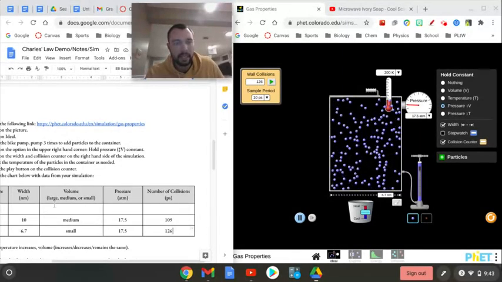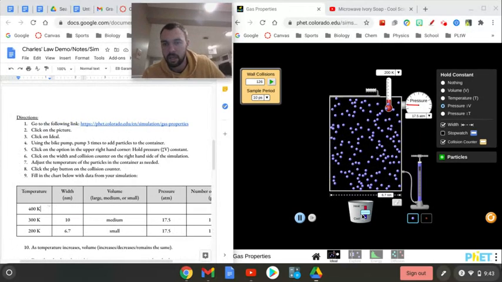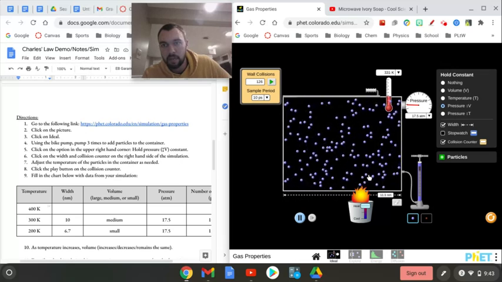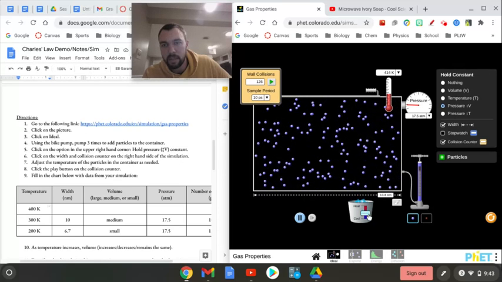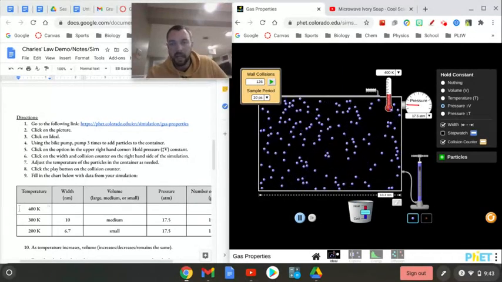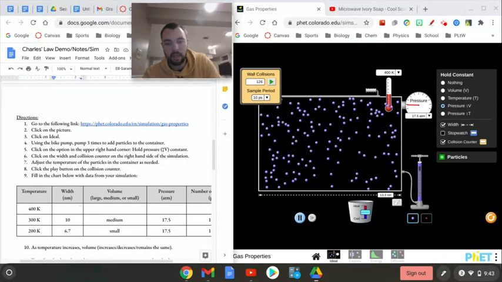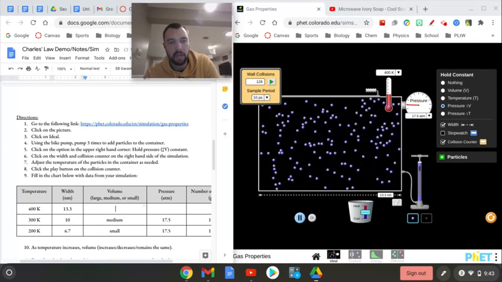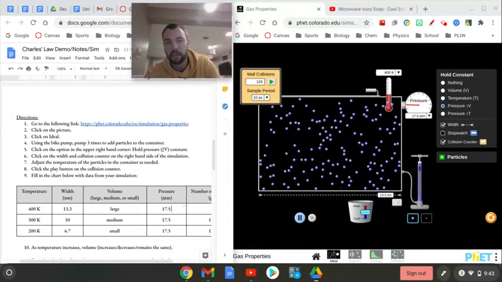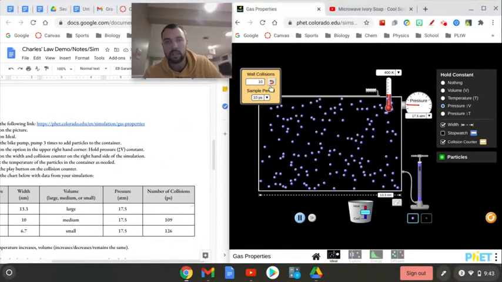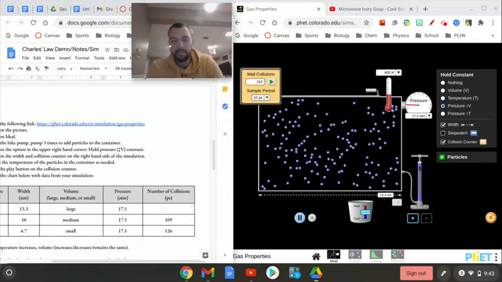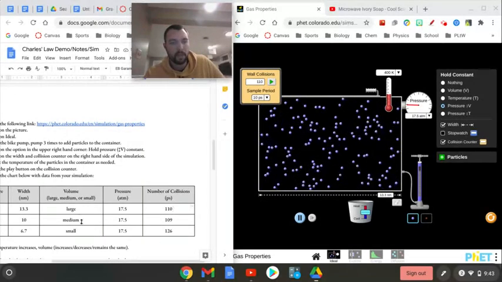Okay, so now I got to heat this up. I want to say it's 400. 400 K. Put this on fire, and we can see that it's growing. Okay, 300. Oops, slow it down. Oh, went too much. Perfect. All right. Now it's 13.3 nanometers. Volume, I would say that this is large. Pressure, what do you know? 17.5. And wall collisions. Let's take a look here. 110. So all three of these are pretty close to each other.